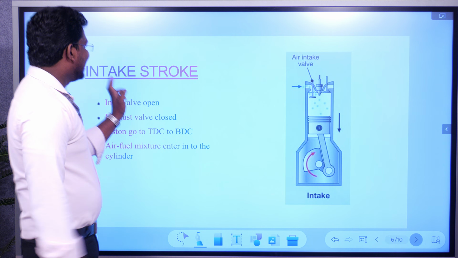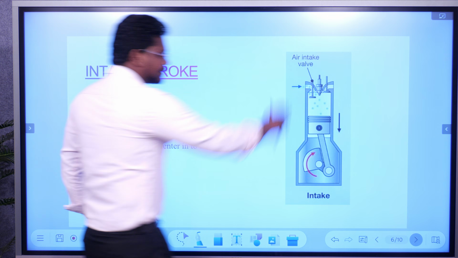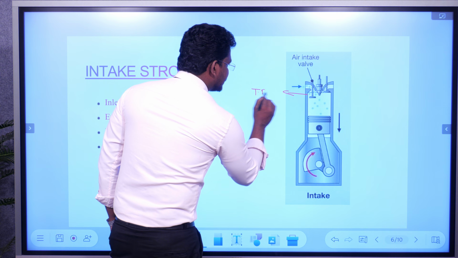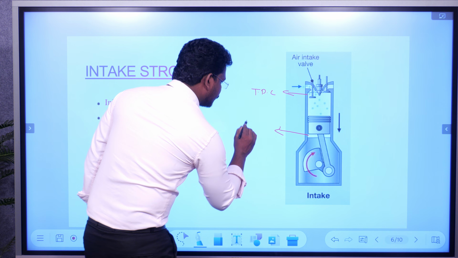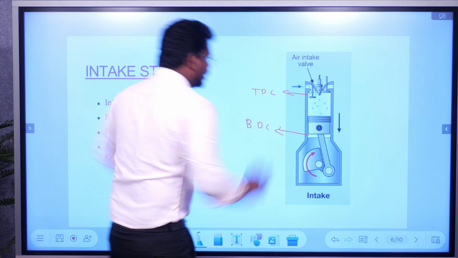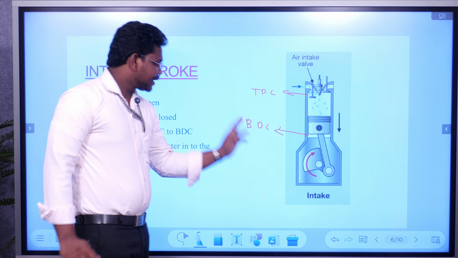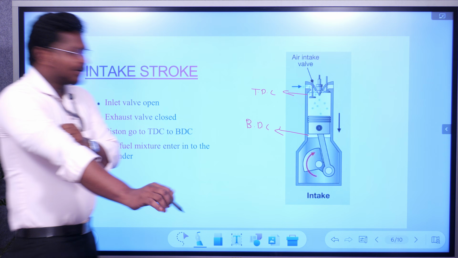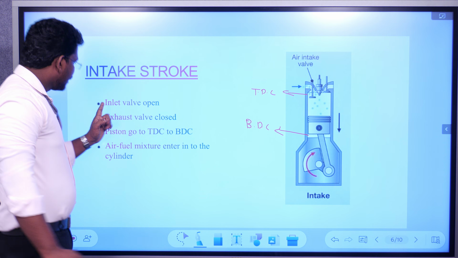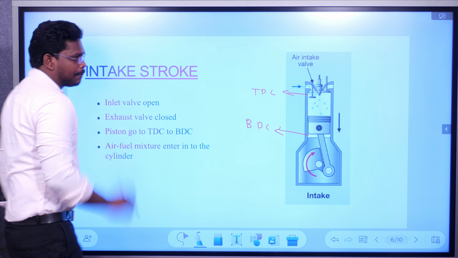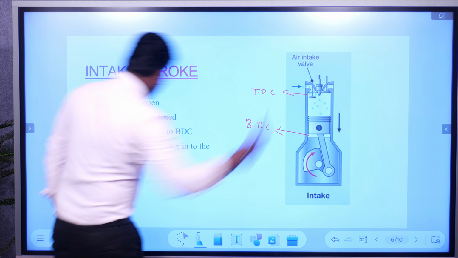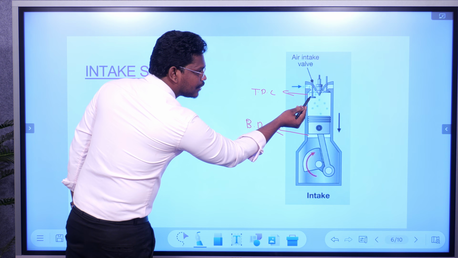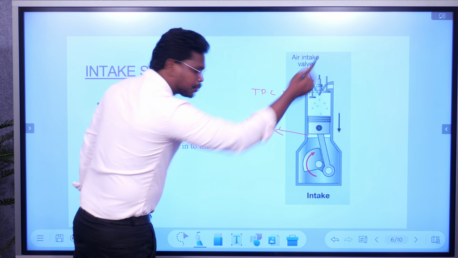First stroke, the intake stroke. This is the figure of the intake stroke. This position is TDC, this position is BDC. TDC means top dead center, BDC means bottom dead center. There are mainly 4 points in this working process. First point, the inlet valve is open. Next point, the exhaust valve is in closed position.